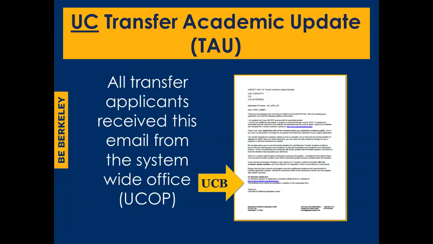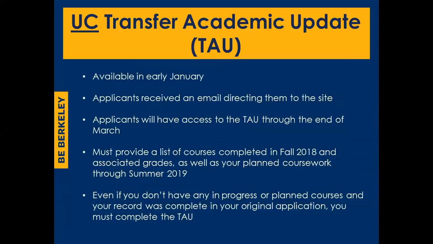All of you should have already received an email that's similar to this, and it is from the system-wide office for the Transfer Academic Update. On that email, you will have information that will be available to you in early January, so you should have already gotten the email. You will have information on how to access the site, and you will have access to the UC system-wide website through the end of March. You will be asked to provide a list of courses that you actually did complete for fall of 18, and then your grades will be reported also.